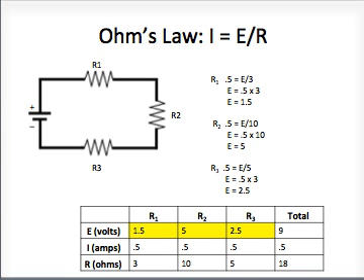For resistor 1, we know that voltage, E, divided by the resistance of 3 ohms yields a current of 0.5 amps. Rearranging our equation to read E equals I times R, we get E equals 0.5 times 3. Therefore, E equals 1.5. We follow the same process for each resistor to get a voltage of 5 for resistor 2 and 2.5 for resistor 3.